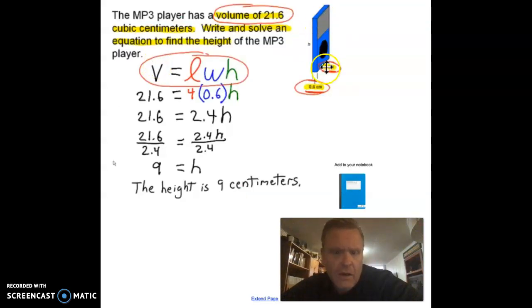All right, so here's our MP3 player. We know the volume, so there's our V, and we know the length, and we know the width, and we don't know the height. Same thing. We multiply that out. We divide both sides by 2.4 to find what the height is equal to, and the height is 9 centimeters. So that's just centimeters because that's just the one dimension. All right, make sure you have those 2 examples in your notebook because they'll be really important.